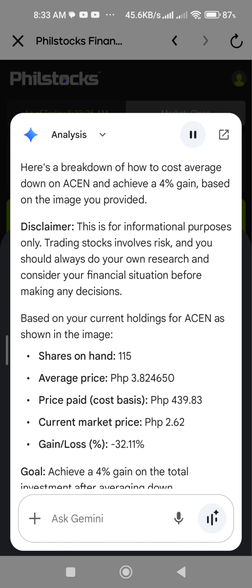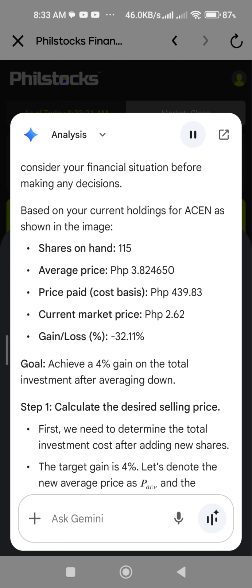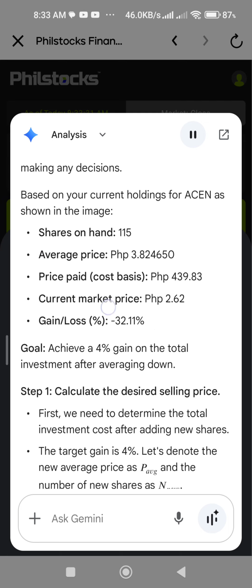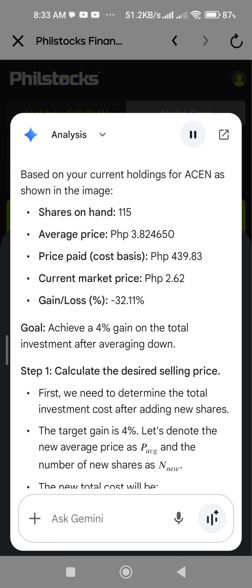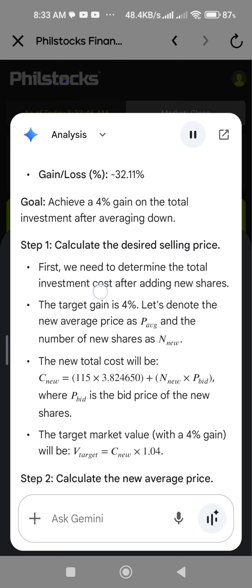Shares on hand: 115. Average price: PHP 3.824650. Price paid, cost basis: PHP 439.83. Current market price: PHP 2.62. Gain/loss percent: minus 32.11%. Goal: achieve a 4% gain on the total investment after averaging down.